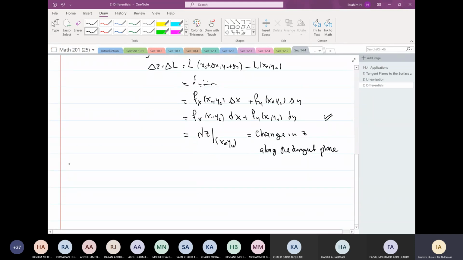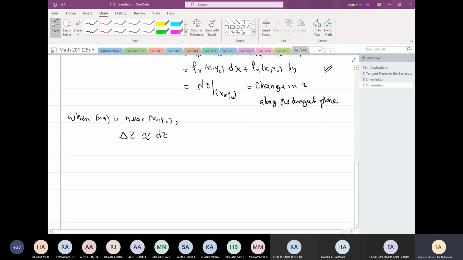And the application: when x, y is near x0, y0, we have delta z approximately equals dz. So this is the generalization from math 101. It is actually not difficult. Now I will illustrate this with two examples, so just pay attention to the examples.